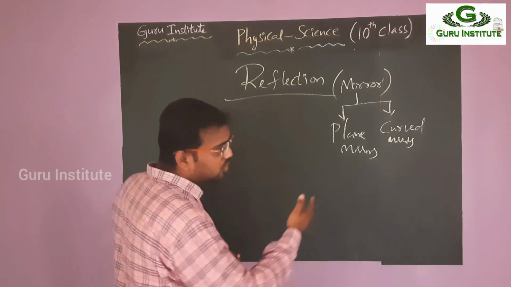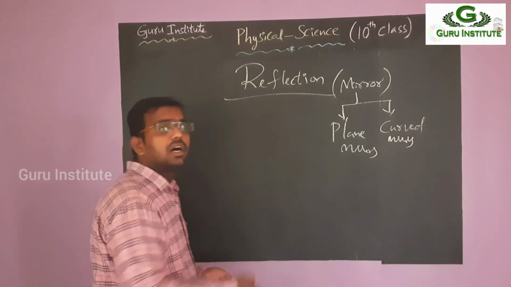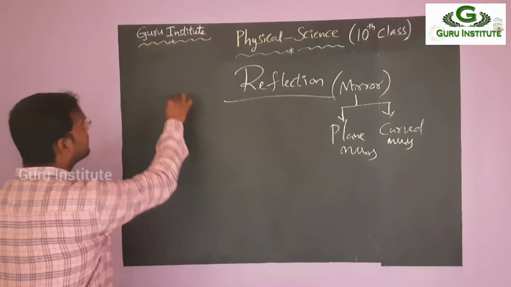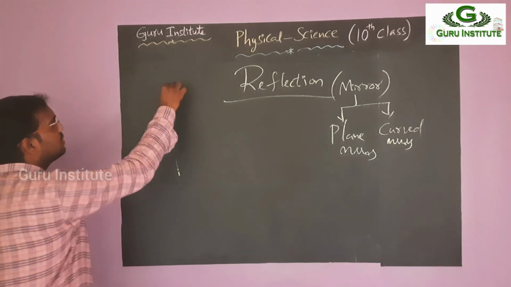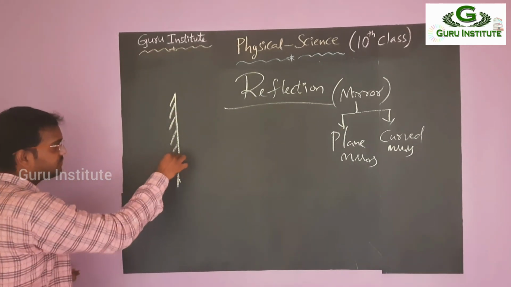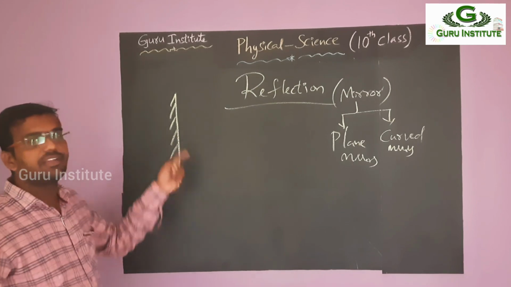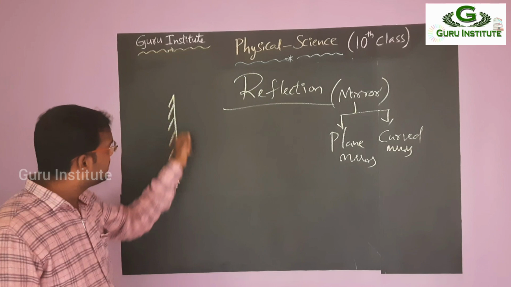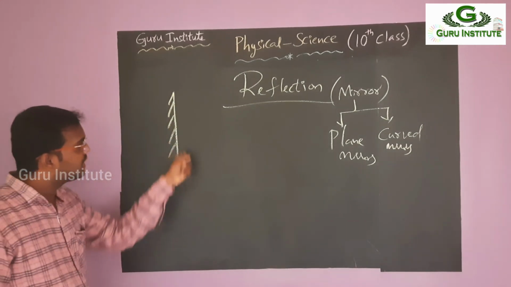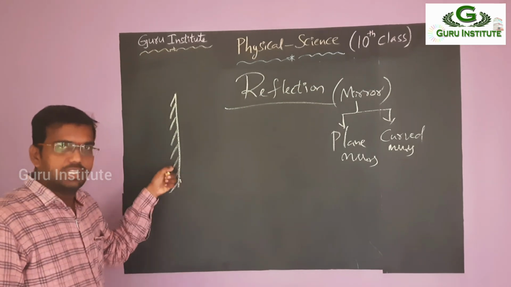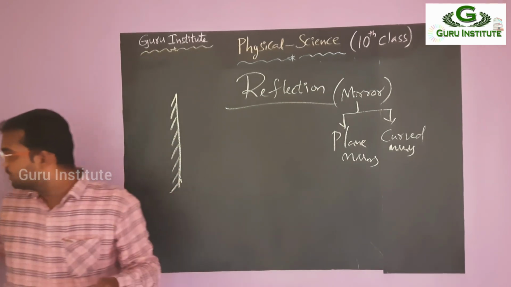So mirror, one side is shaded. In order to show it on the board, one side shaded, we are taking like this. Suppose this is a mirror, one side shaded. The non-shaded, non-darkened area is called the open area. The darkened area is called the closed area. That means the coated area.